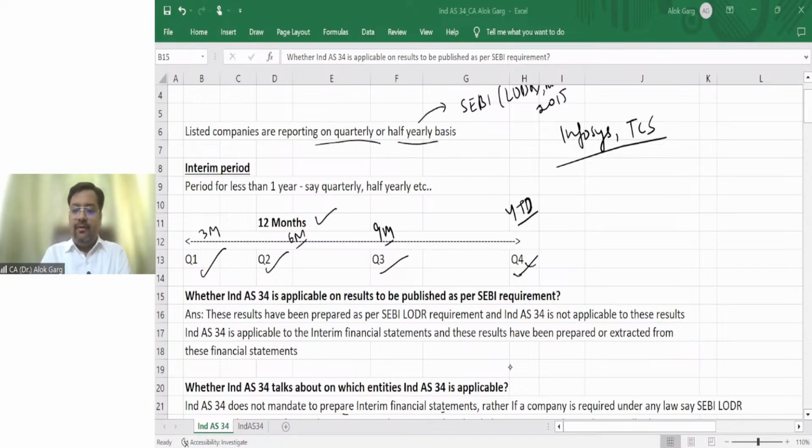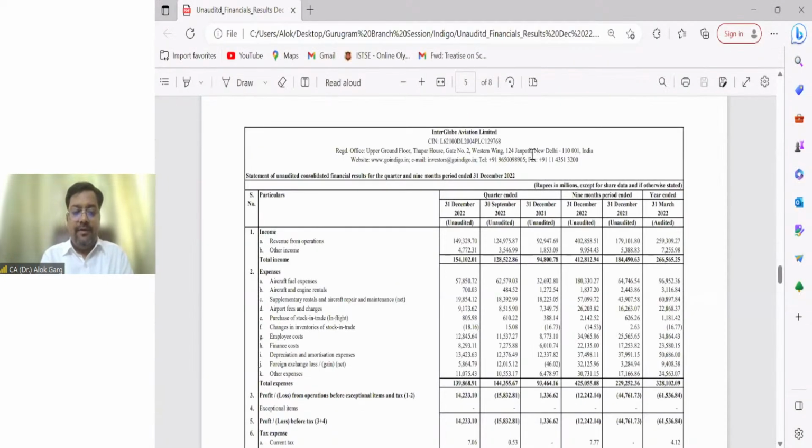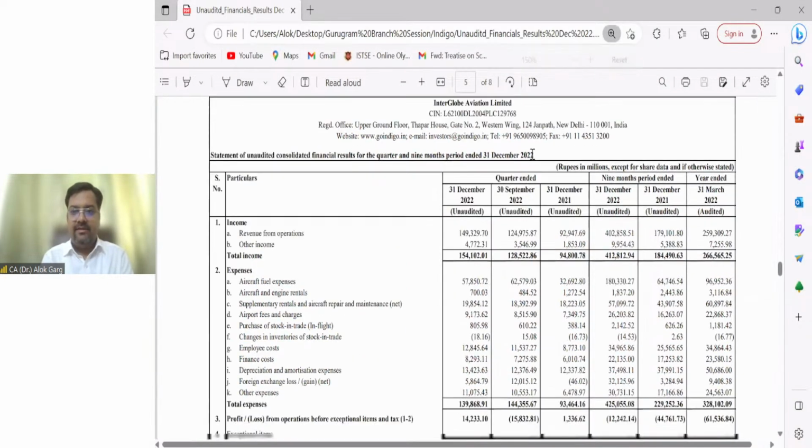Please let me know if the SEBI results are visible. Let me know. Just a minute. Let me open those results. And are you able to see this result? So I have just opened the results of Interglobe Aviation Limited, Indigo Airlines results, right?